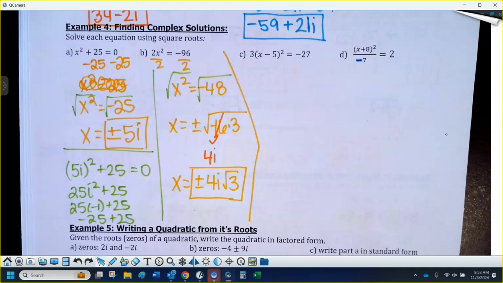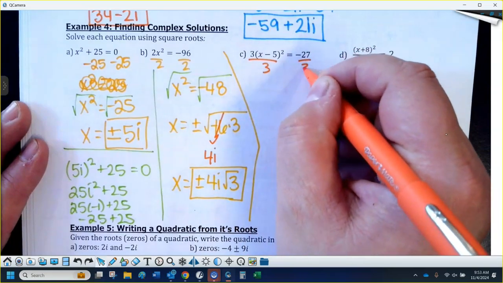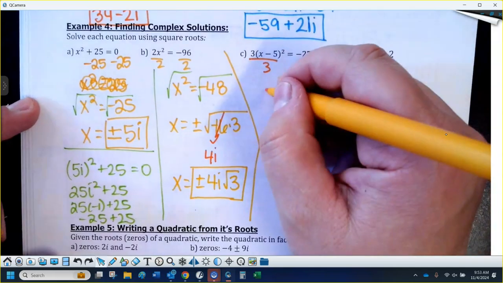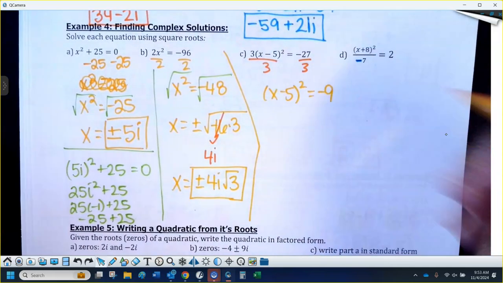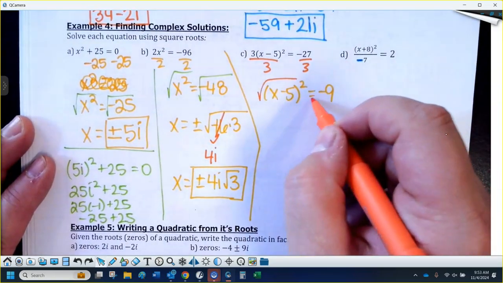If you have a question like the next one, please don't FOIL. If you see some parentheses, you have an equation and it's squared, don't FOIL. What I want to do here, divide by 3, don't distribute either. You can't distribute inside parentheses that have an exponent. So I'd have x minus 5 squared equals negative 9. Now, we're just going to take the square root real quick.